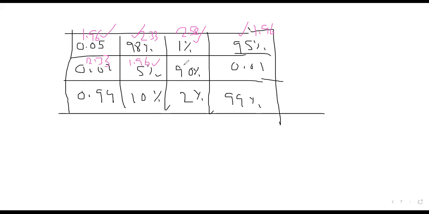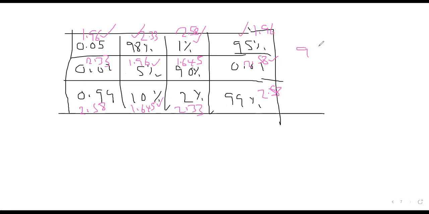Quickly, quickly. 1.645. Correct. Here. 2.58. Correct. Here. 2.58. Correct. Here. 1.645, the last one. Here. 2.33. Correct. Here. 2.58, correct. So if you're not given any of these, the standard is what?